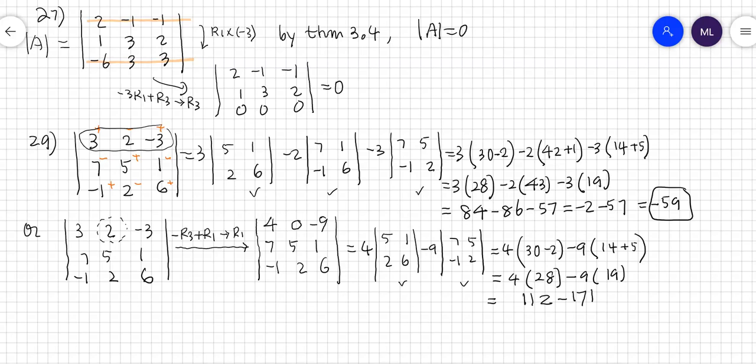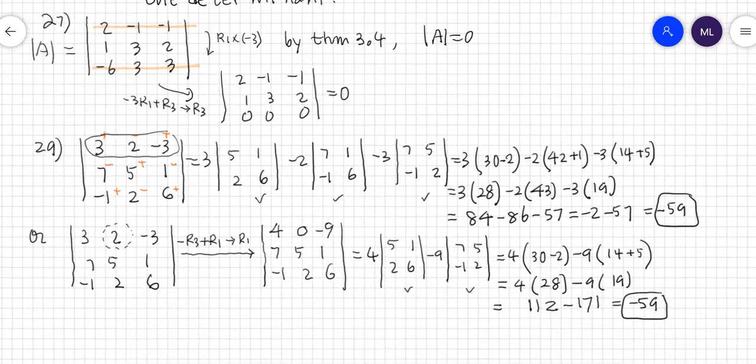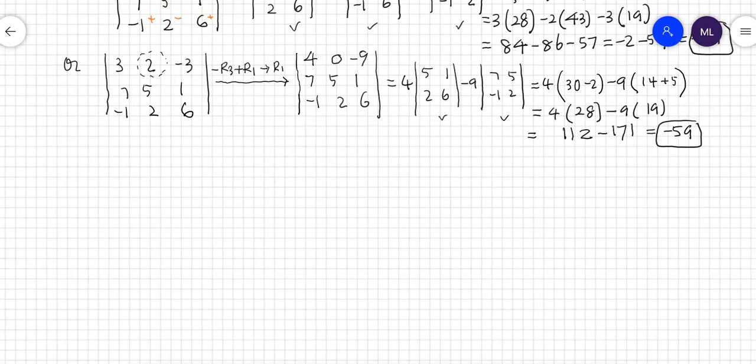So 112 minus 171 looks like -59, isn't it? Okay. So let's just do 3 by 3. Let's try now the one that we want to do in the beginning, the 4 by 4. That's going to be a little bit longer. It's just long.